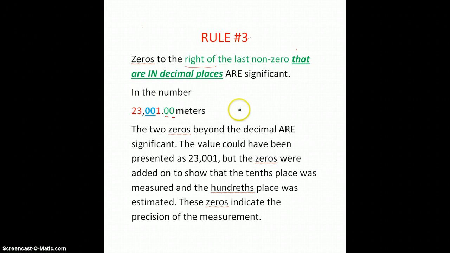Well, that would make these zeros significant because they have a purpose in the value that I've written down. And so I didn't need to write them to represent 23,001, but the fact that they're there tells me something about the precision with which the measurement was actually made. And therefore, yes, they're very significant.